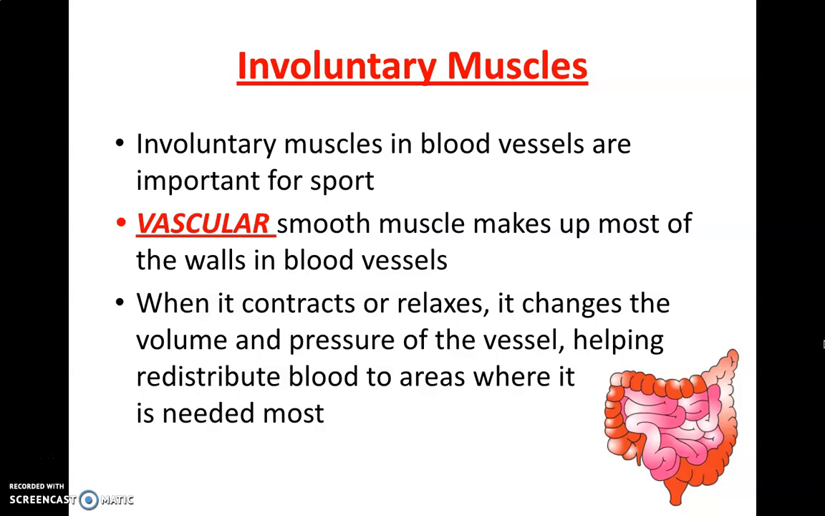So we know that in sport, we need the most blood to our working muscles to give us the energy and get the oxygen so we can keep on working. So when we're doing sport and exercising, the vascular smooth muscle will contract, it will create more pressure in the vessel, pumping blood to the muscles where we need the most oxygen.